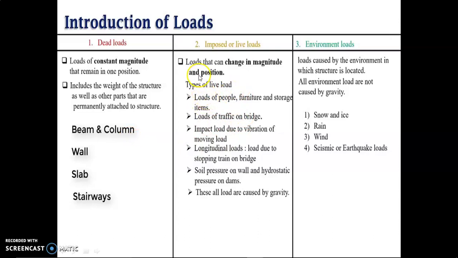Now live loads. Loads that can change in magnitude and position. For example, our furniture, our almirah, all things we have to move from one side to another. So these are all imposed loads. We human beings are also imposed loads or live loads. So these are examples: loads of people, furniture, loads of traffic on a bridge, impact load due to vibration of moving load, soil pressure on a wall. These loads are all caused by gravity.